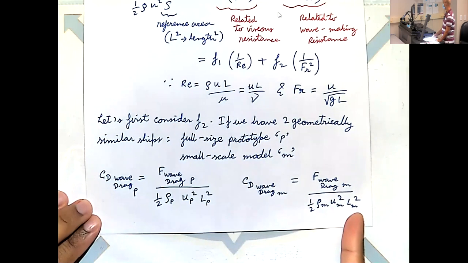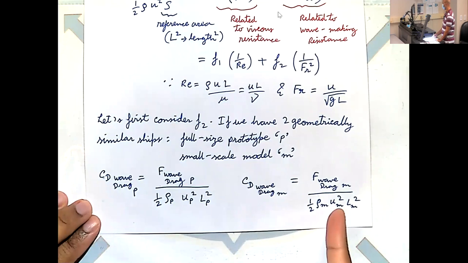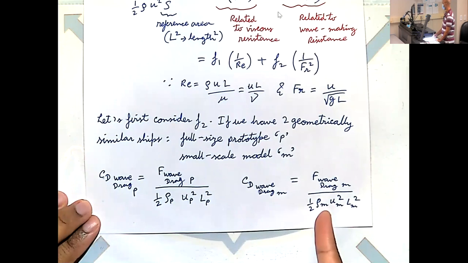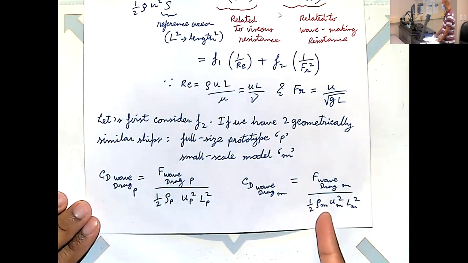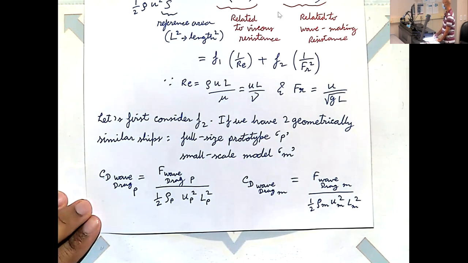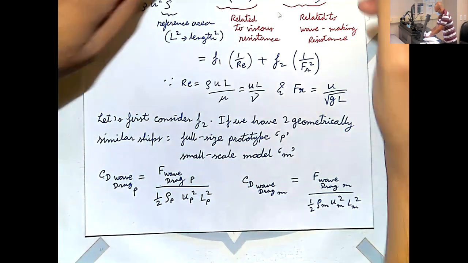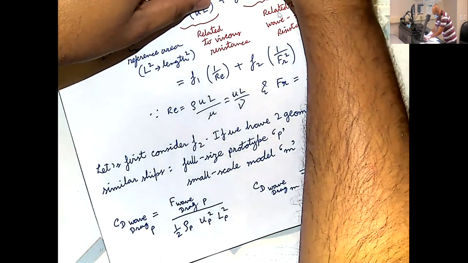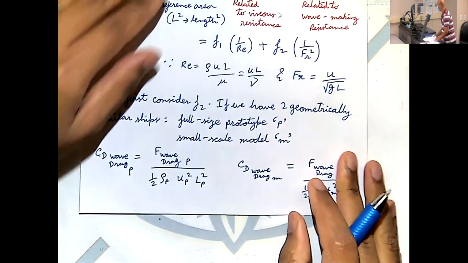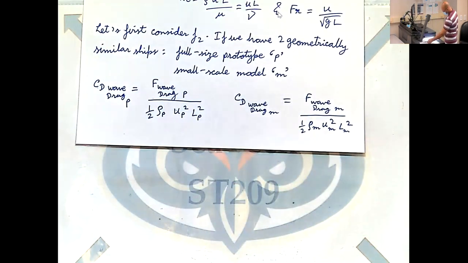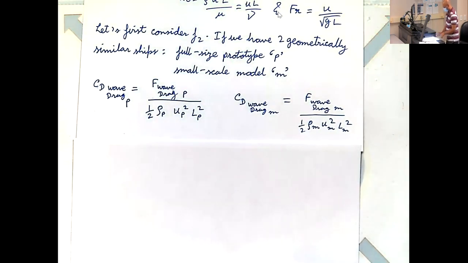length of the model squared, velocity that we test the model at squared, rho m. You can test the model in seawater or in freshwater. So that comes from there. All right, and the same things here for the full size prototype. And let's take the ratio of these two.